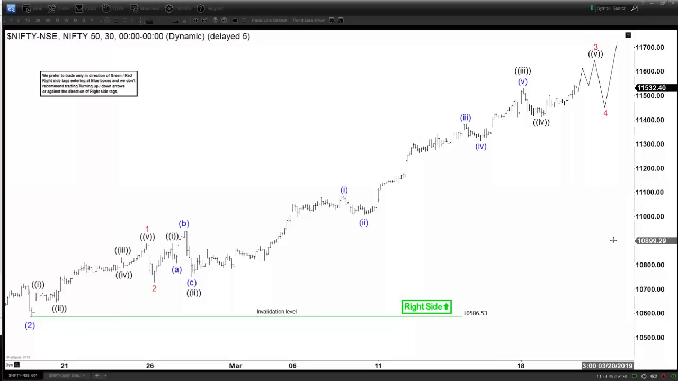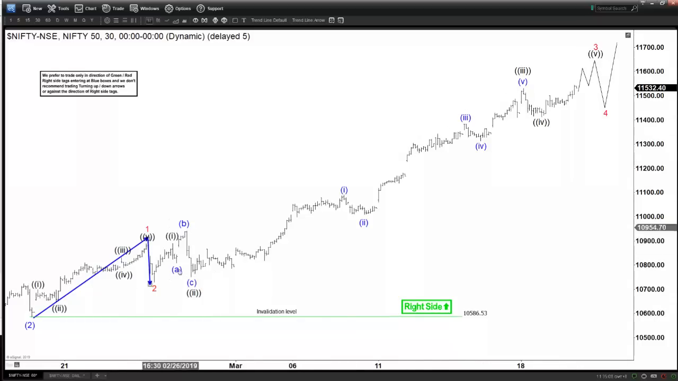This is a 30 minutes chart. So what we see here is after ending this pullback at 10,586, Nifty has started to resume higher, and so far the move looks impulsive without doubt, right? It looks impulsive. We can see clearly a lot of 5-wave subdivision here. We have a 5 waves up, a correction, and then another 1, 2, and this is a flat, 3, 4, and then now looking for the 5, right?